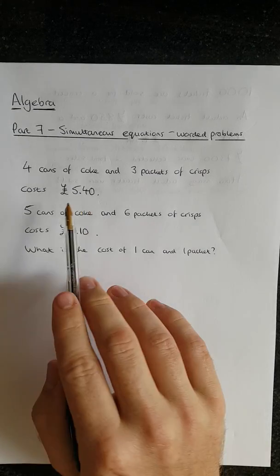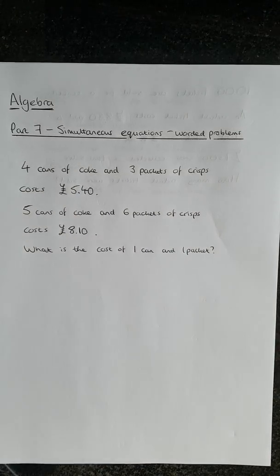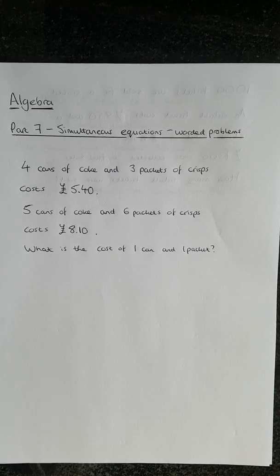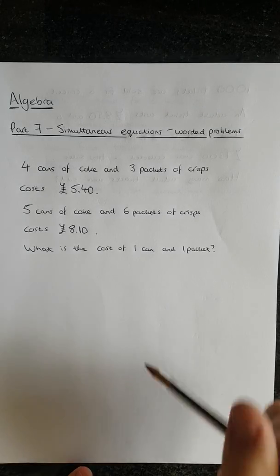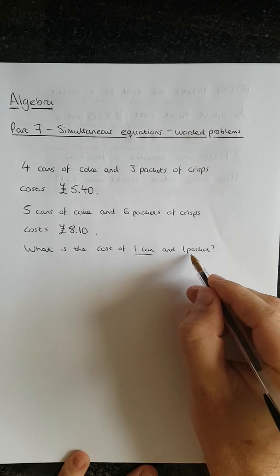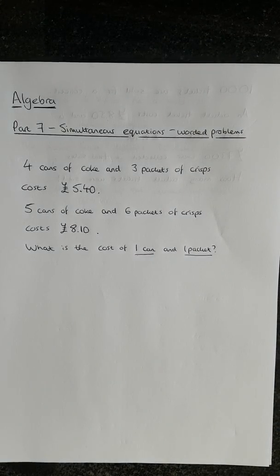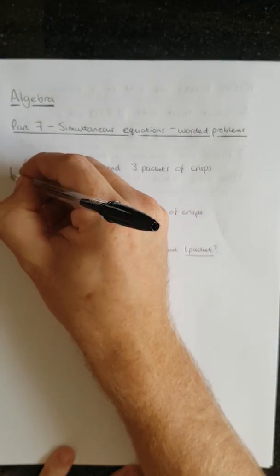So first off, they talk about cans of Coke and packets of crisps. Then they ask for the cost of one of each. So they've given us two different things to find out, which could be our two variables we've been looking for before. They've then given us two statements, which could form two separate equations. So let's have a go at this, shall we?